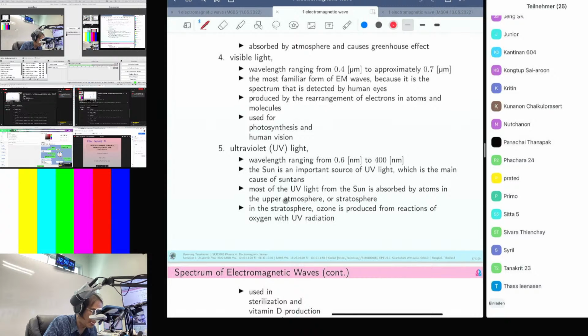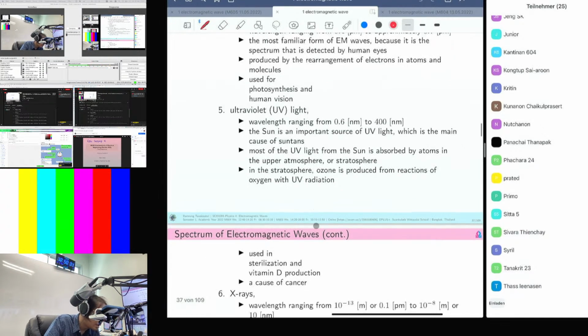Okay, and some of the ultraviolet will also be absorbed in the upper atmosphere, and the name of that upper atmosphere is called the stratosphere. In the stratosphere, the ozone is generated by ultraviolet light, and it's the reaction between oxygen and ultraviolet radiation.